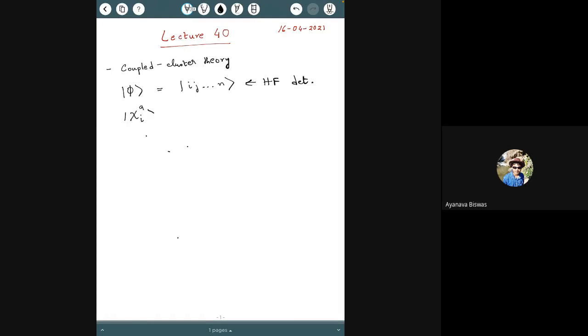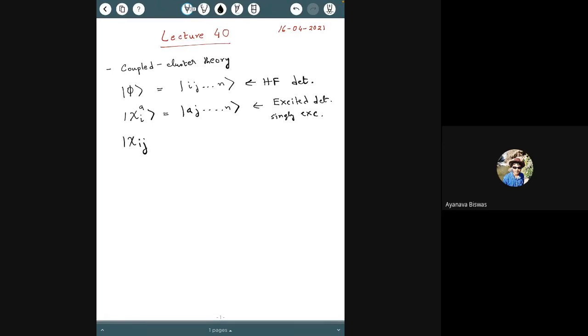Chi I to A is an excited determinant where I has been replaced by A. So you have A, J, blah, blah, blah, N. This is an excited determinant. And because I have only replaced one orbital, it is called a singly excited determinant. So all this is familiar from CI, but I am using the new orbital labeling conventions that we discussed in my last class. So I hope you are comfortable with that.